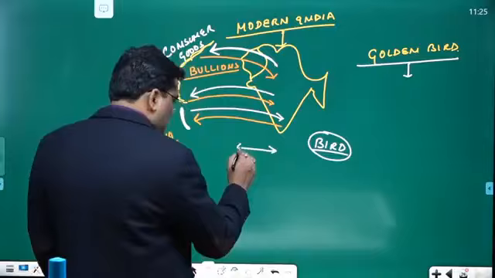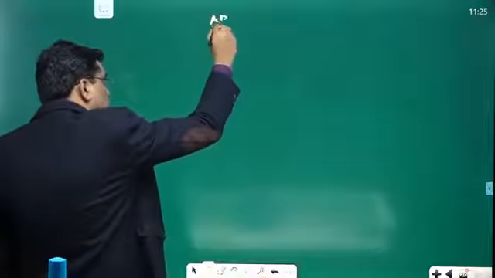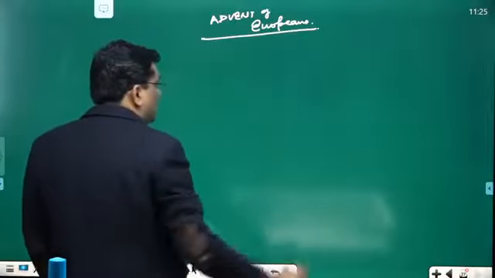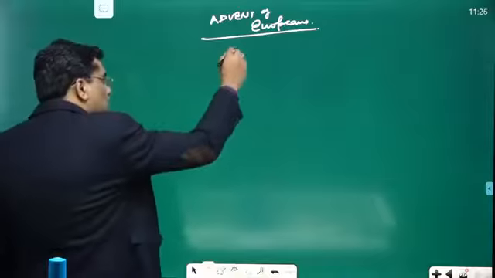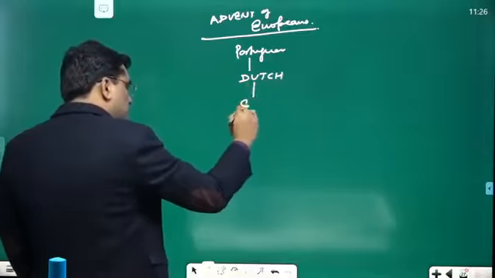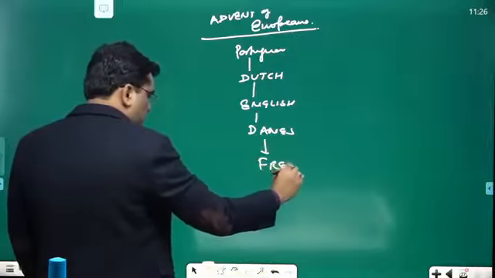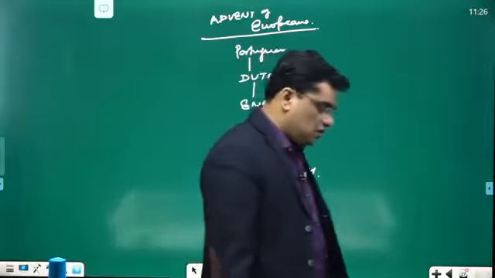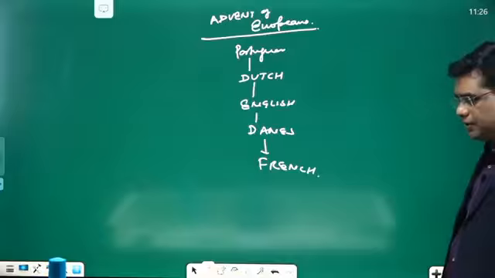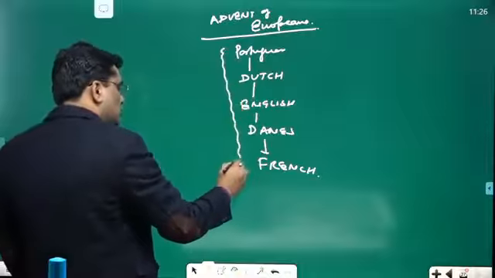Before we start, some important things you need to understand. The advent of Europeans, we will study from here. Portuguese came, Dutch came, Dutch means Holland, English, Danes means Denmark, and then French came. So Portuguese, Dutch, English, Danes, French. This is the series of Europeans who entered this trading competition with India through the oceanic route.